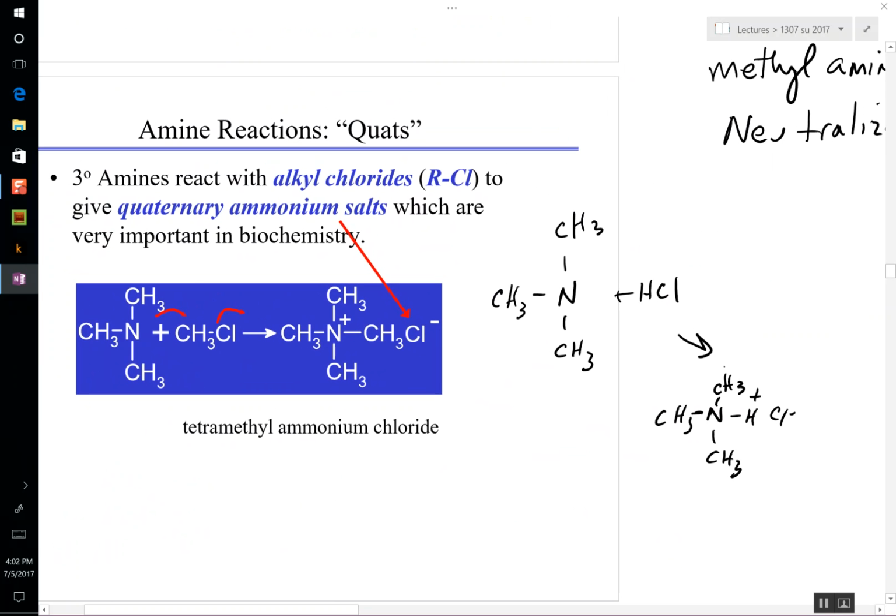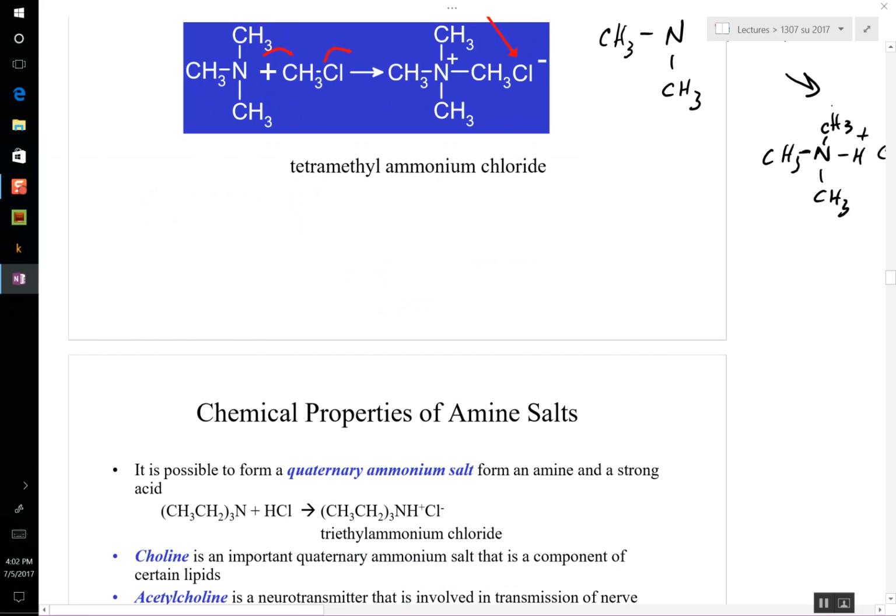Yeah, this is not a quat salt. This is just the tertiary amine reacting with HCl. I'm just showing you the analogy here. We don't have an H here, we have a methyl. So we don't get an H here, we get a methyl here. That's a quat salt. That is not a quat salt. Quat means 4 carbons. And they don't all have to be methyls, but they have to be carbons.